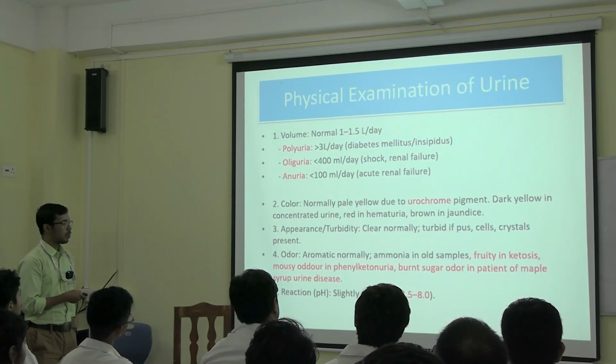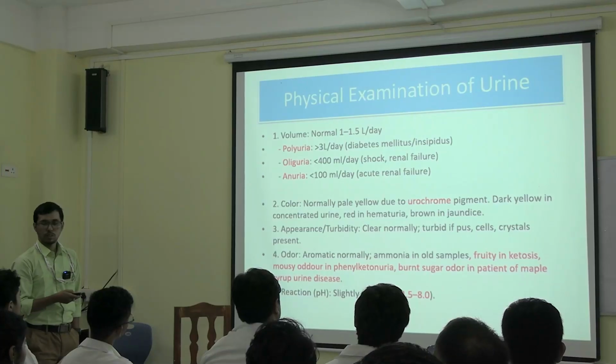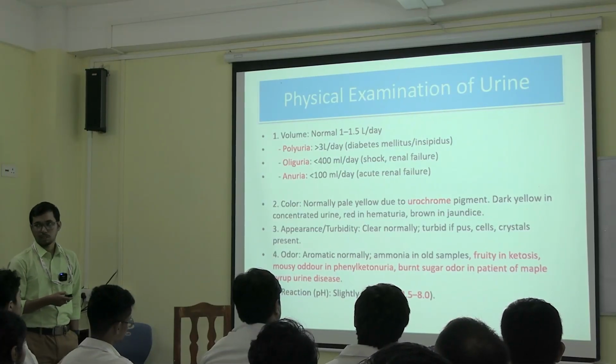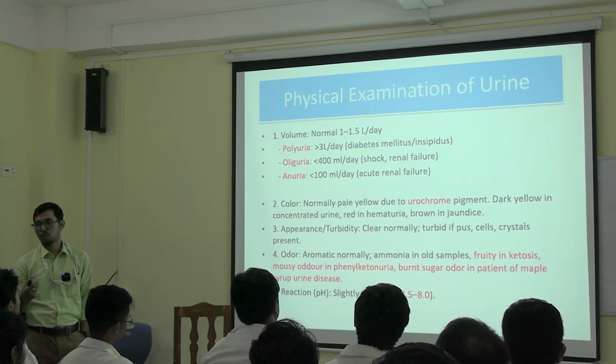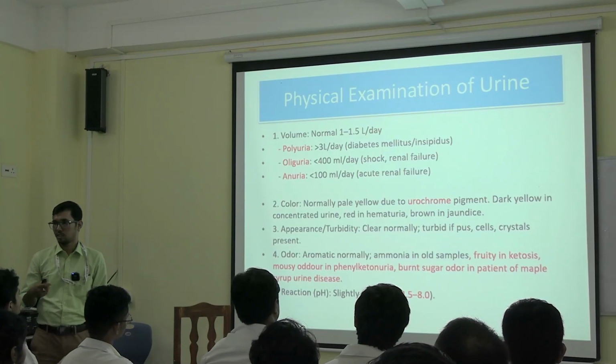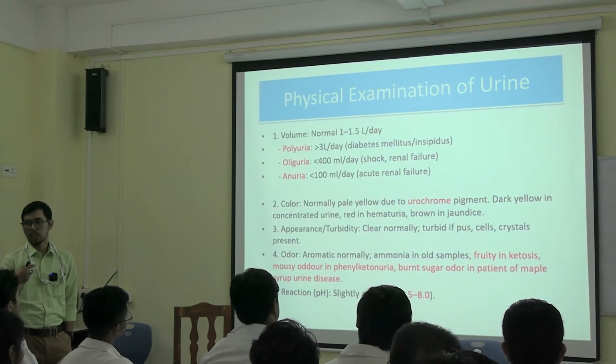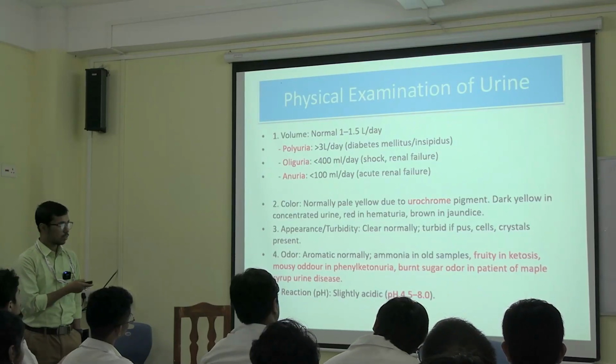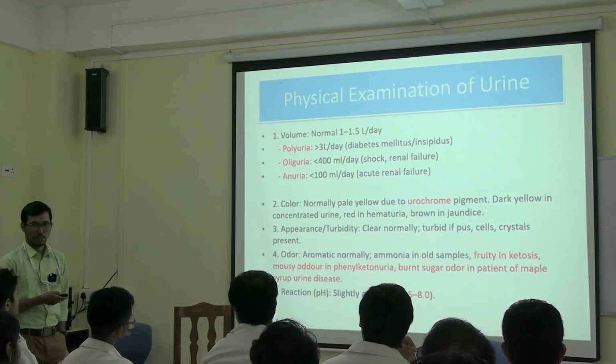So the normal pH is 4.5 to 8. Maple syrup urine disease is a type of disease in which our body is unable to metabolize amino acids. So this gets accumulated in the body, and in these patients we will see burnt syrup odor.